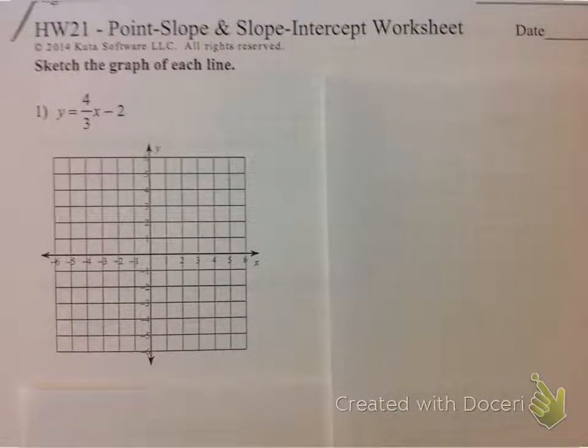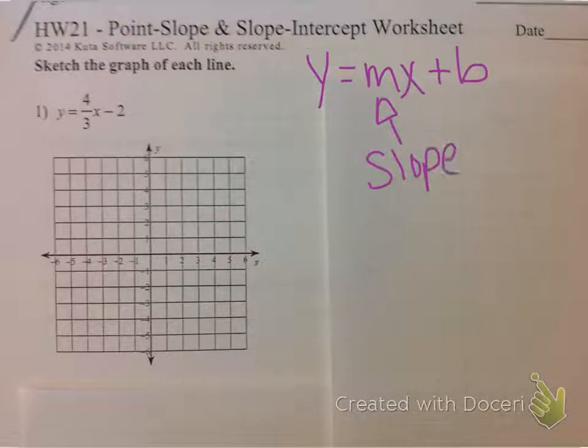Point-slope and slope-intercept worksheet. Sketch the graph of each line. Let's take a look at our formula that we've been using, y equals mx plus b. The m here stands for slope, and the b stands for the y-intercept. So we're going to use these to sketch our graph.